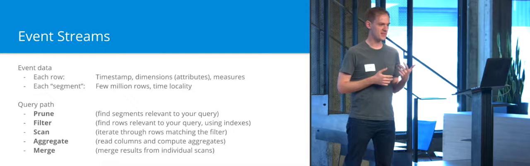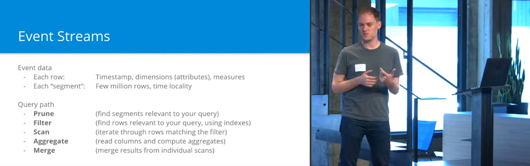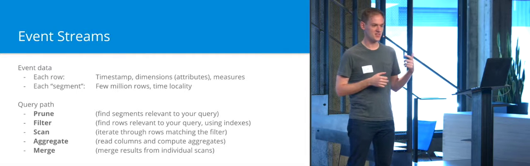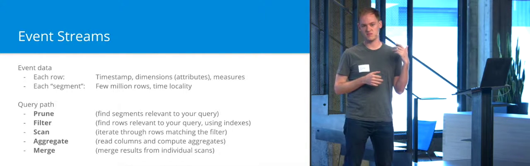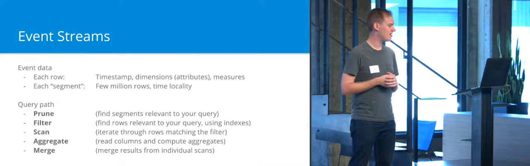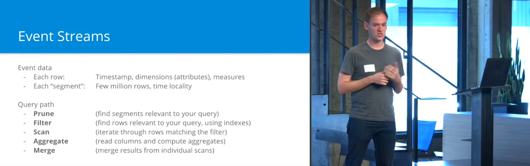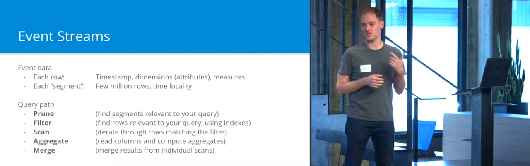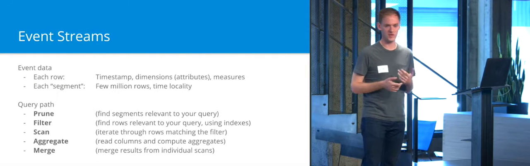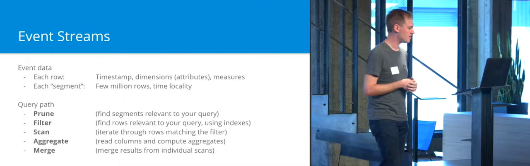Every row has a timestamp and some dimensions, which are attributes that describe that row. For the original online advertising use case, attributes would be like what site the ad was shown on, what the ad was for, and what the image was for the ad. For server metrics, it could be the host name or what the host type is, stuff like that. And then measures are numeric things that we're going to be measuring and aggregating over.